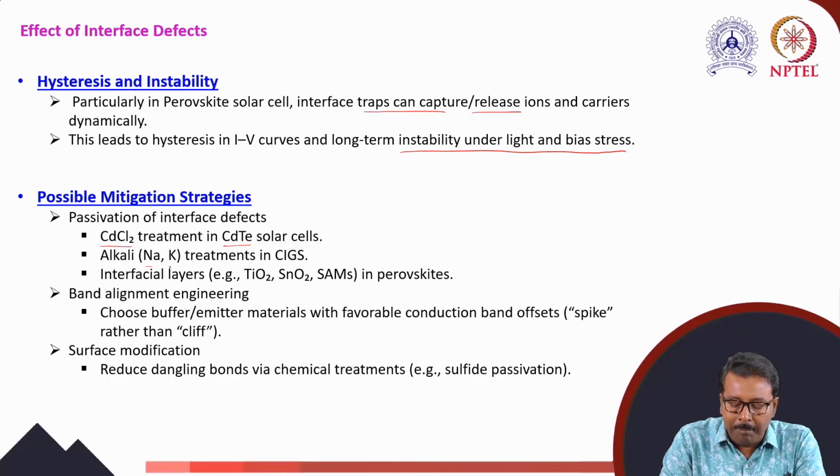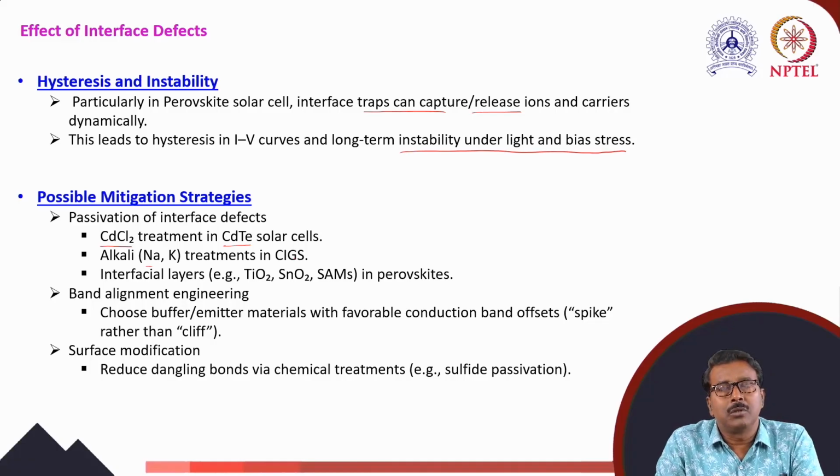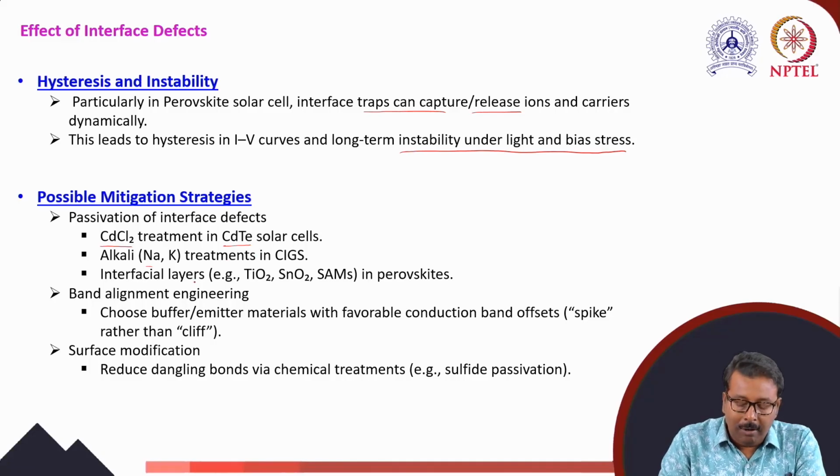Alkali treatments, suppose sodium, potassium, etc., are used in CIGS. So several techniques, mostly chemistries, are involved here, so they may reduce the defects at the interfaces or at the surfaces. Interfacial layers: sometimes we use interfacial or buffer layers, namely titanium oxide, tin oxide or SAMs. These are the different materials used in perovskite solar cells for interfacial layers.